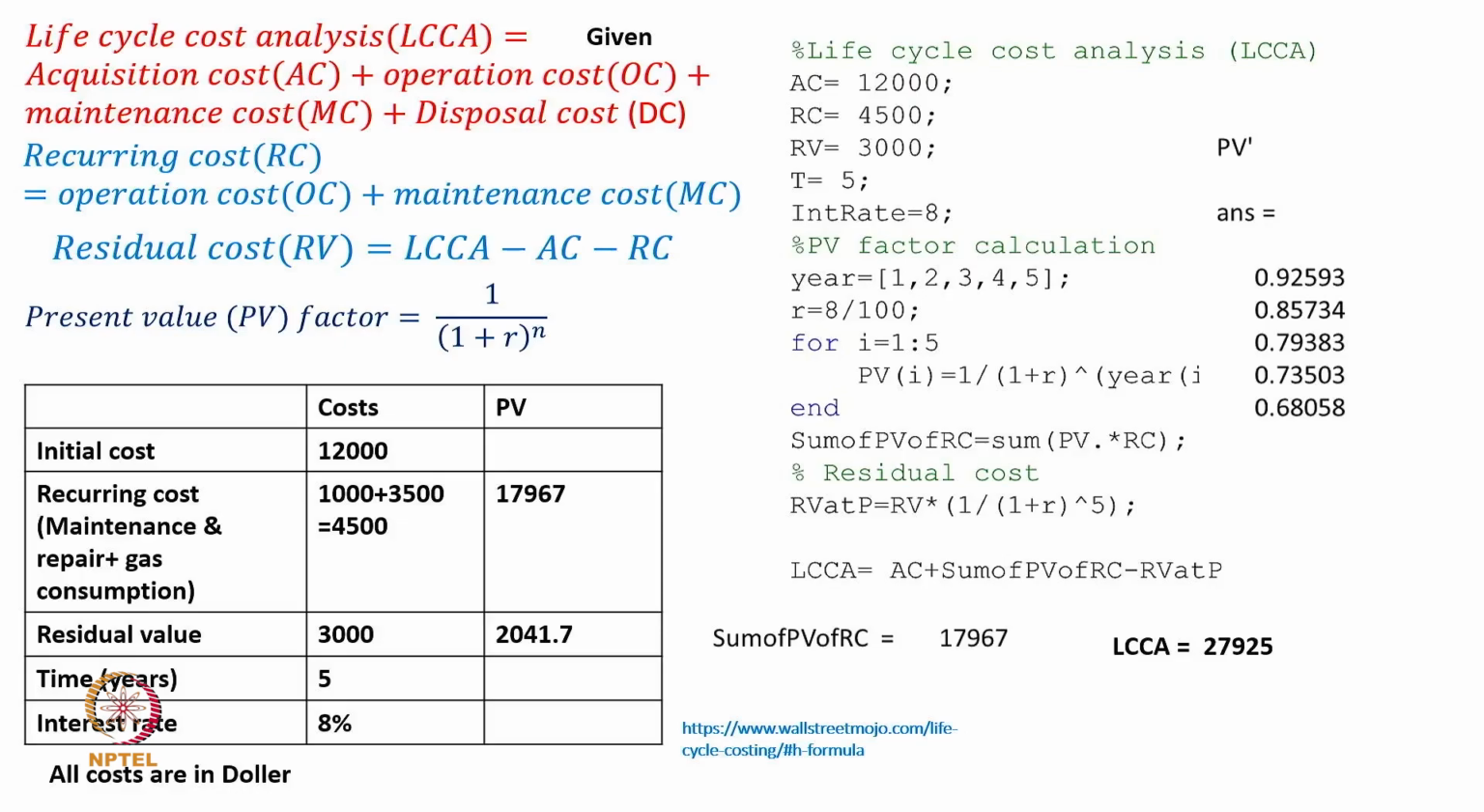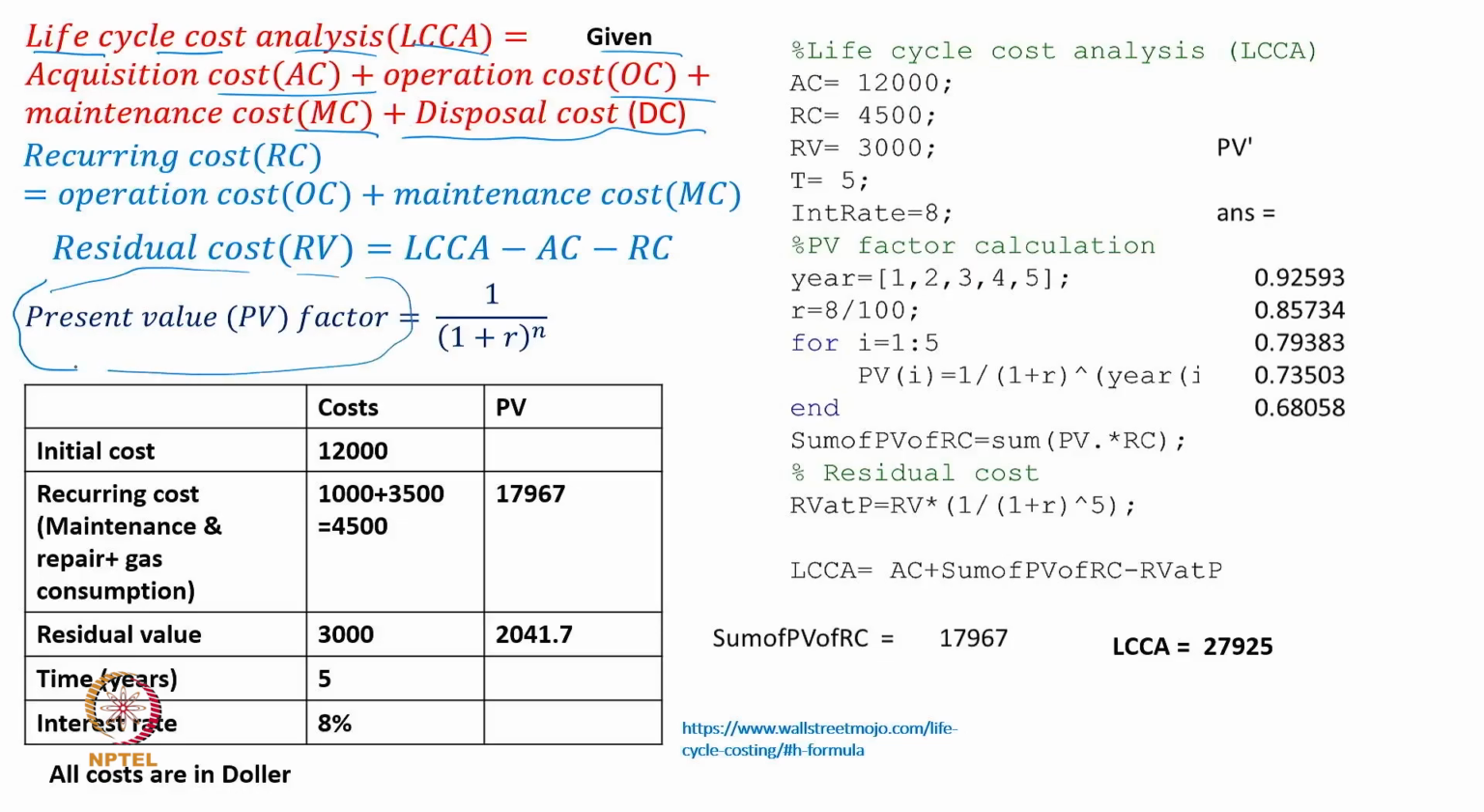In this case we are trying to figure out life cycle cost analysis, LCCA, and what is given to us is the formula which I described in the previous slide: acquisition cost or input cost, then operational cost, maintenance cost and disposal cost. As I mentioned, the disposal cost can be positive or negative. We may get money, or we may need to pay money to somebody so that the disposal of the machine happens.